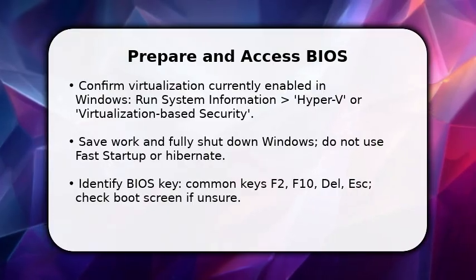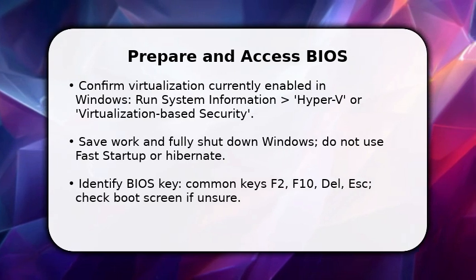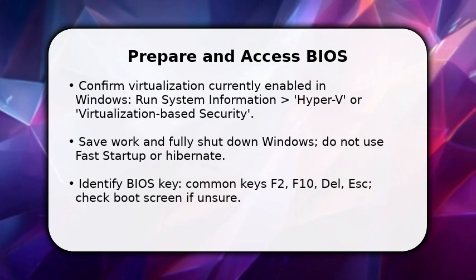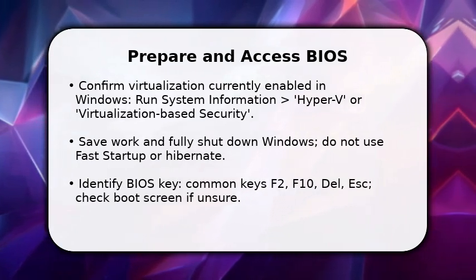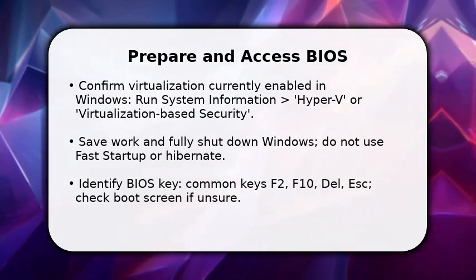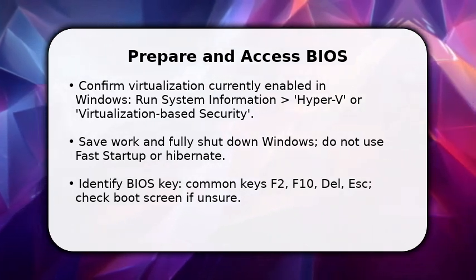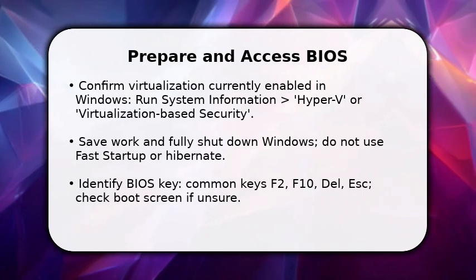You start by confirming virtualization is active in Windows so you know why Hyper-V persists. Open system information and look for virtualization entries. Once done, save all work and perform a full shutdown rather than restart, because many systems bypass BIOS entry with fast startup. Next, prepare to press the BIOS key.